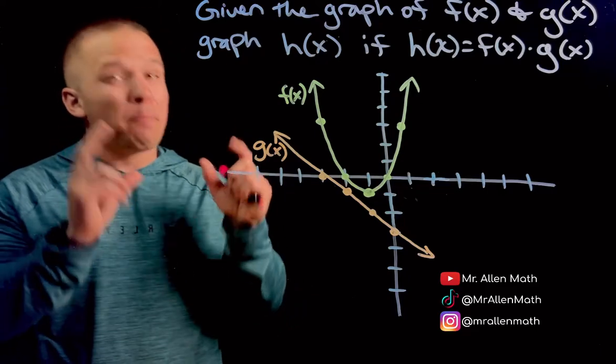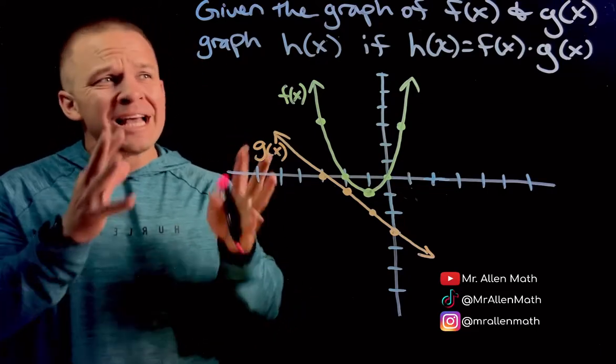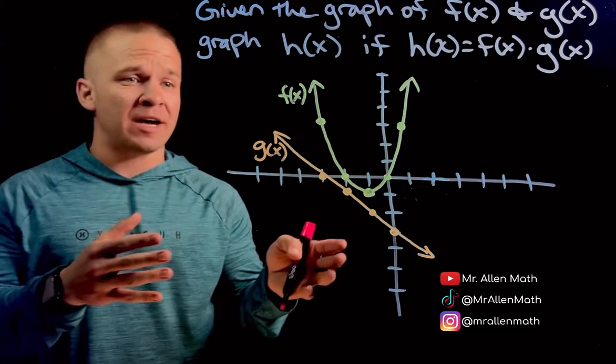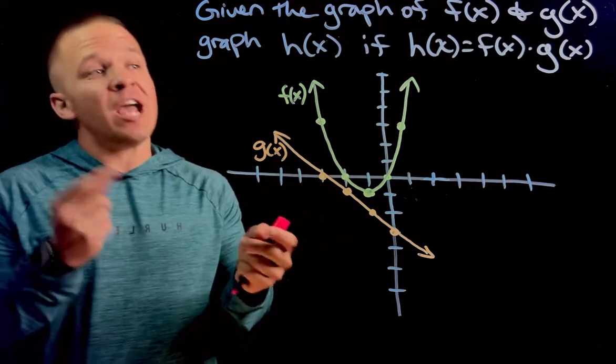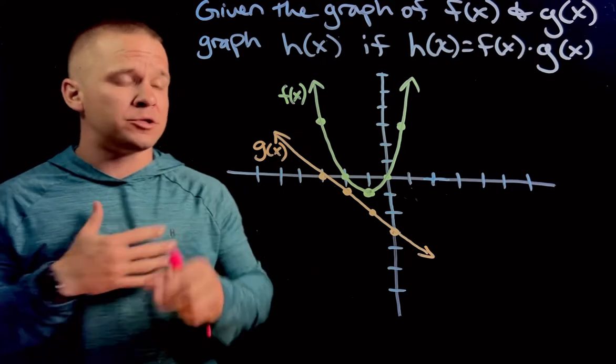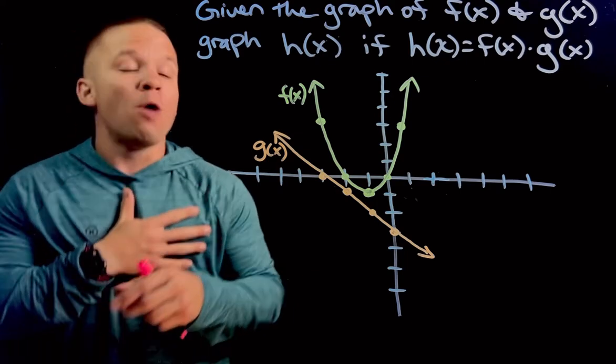We got ourselves a pretty crazy math problem right now. Given the graph of f of x and g of x, graph h of x if h of x is equal to the product of those two. What? Well, let's think here for a second.